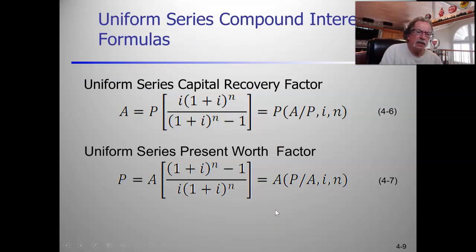Now, if you think of the formula F equals P times 1 plus i to the n, it's very easy now to calculate this in terms of a present amount and an annual payment, or calculate an annual payment based on a present amount, or a present amount based on an annual payment. And so this top formula, 4.6, is the formula that's used to calculate loan payments.